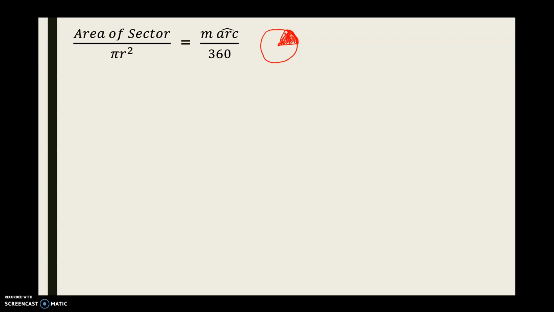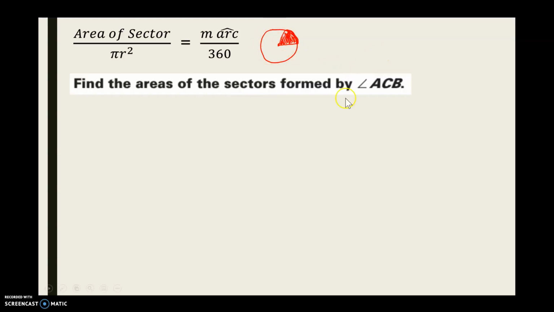And just the same way where we had the measure of the length here over the entire circumference, so it's part to whole. You're doing the measure of the arc over the 360, so part to whole, it's still part to whole. So area of this little sector over area of your entire circle, and that's where this comes from. So let's try our first problem.